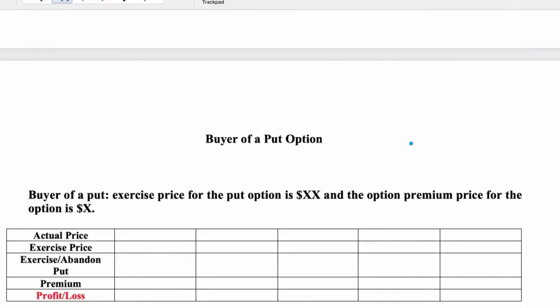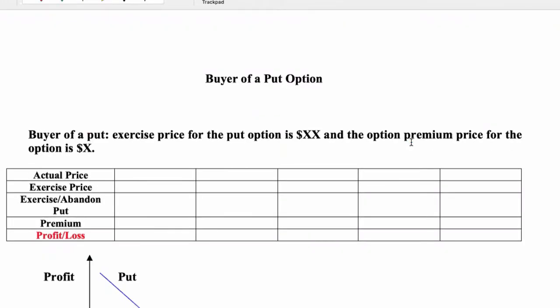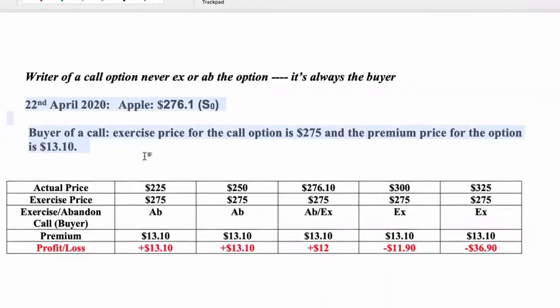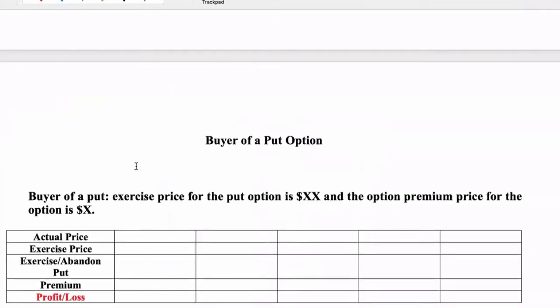I want to quickly go through the put. Again, I'd like to use the same prices for Apple. So let's just copy that information.